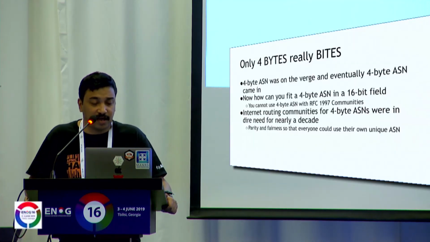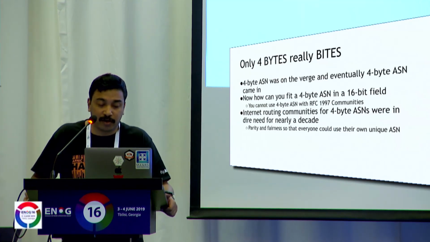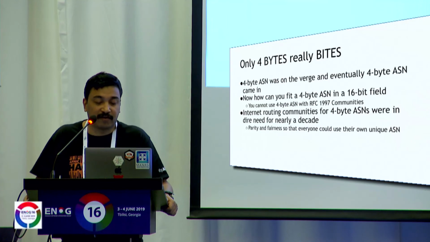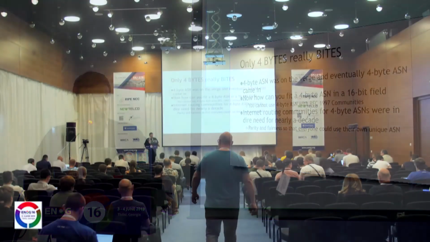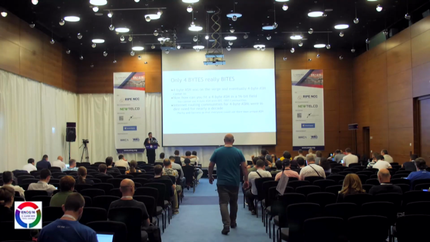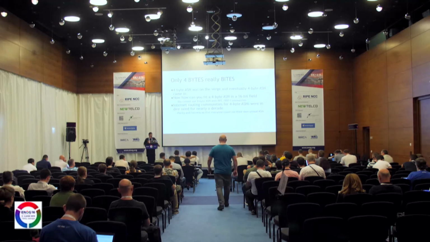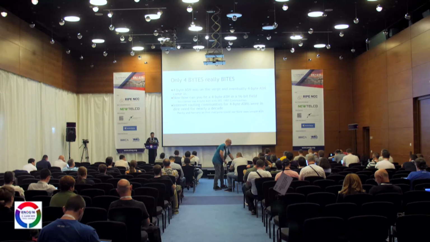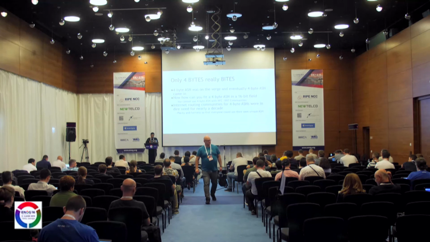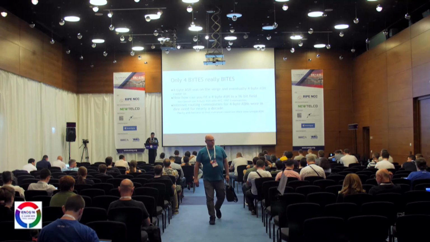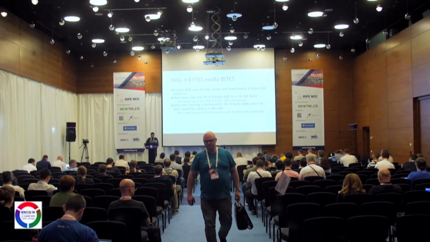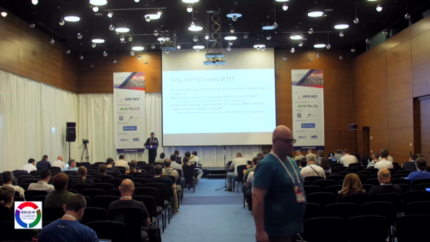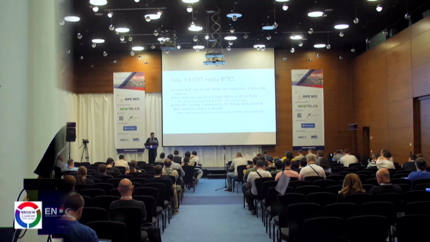But with the new BGP community, the large BGP community, you can do that. So you cannot fit a 4-byte ASN number in a 16-bit field, and you cannot use a 4-byte ASN with the standard communities. The routing community was actually in dire need of this for nearly a decade, from when the 4-byte ASN actually started being provided by the RIRs like RIPE, APNIC, ARIN.